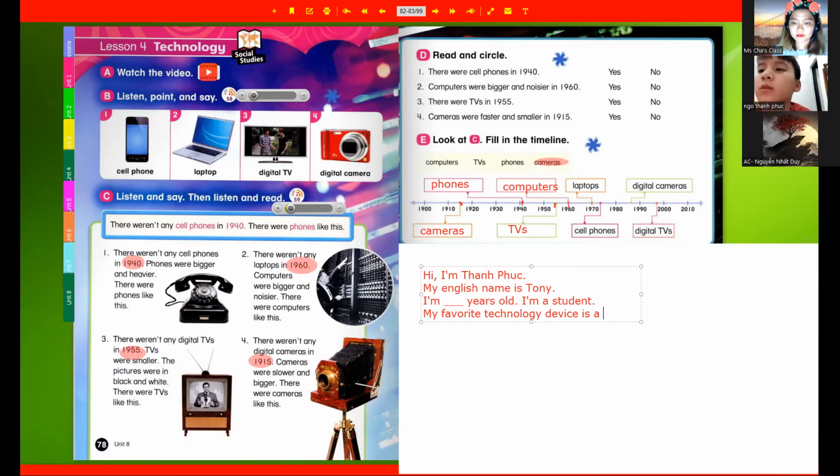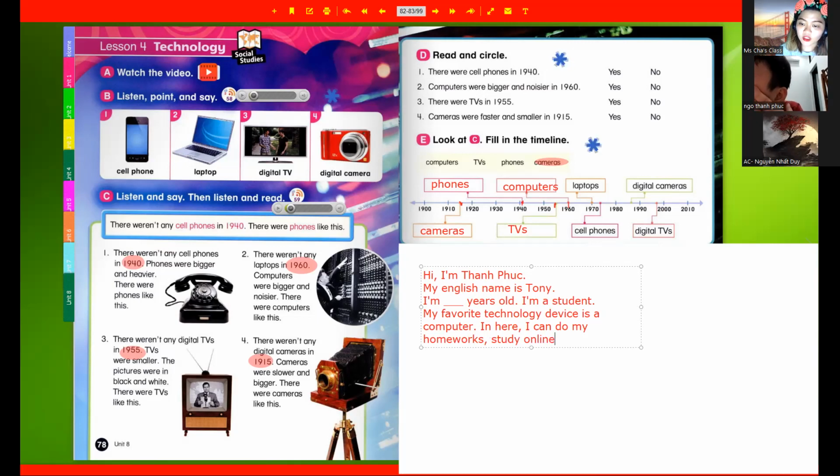Computer. My favorite technology device is a computer. Computer. Why? What can you do with a computer? Here I can do my homework. Homework. I can study online.